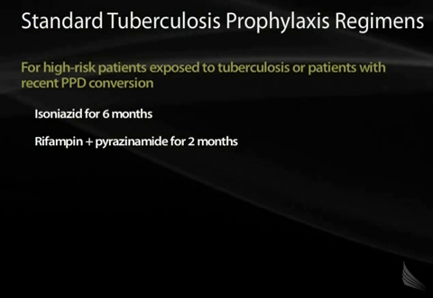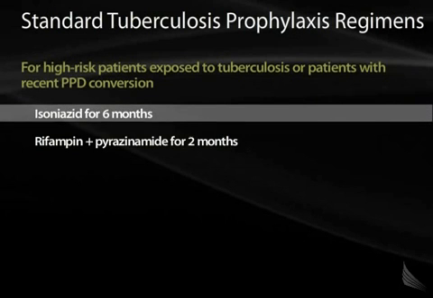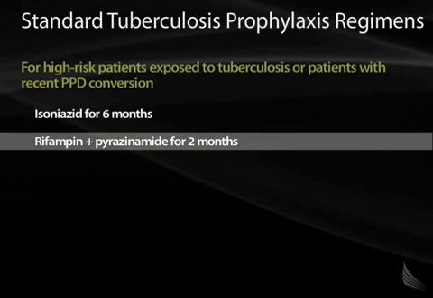For tuberculosis prophylaxis, patients that are high risk and exposed to tuberculosis, or patients that have a PPD conversion, should take isoniazid for 6 months, or if they're allergic to isoniazid or can't tolerate it, they can take rifampin and pyrazinamide for 2 months. This is for prophylaxis. These are patients that have not actually converted yet, or patients that have recently converted.